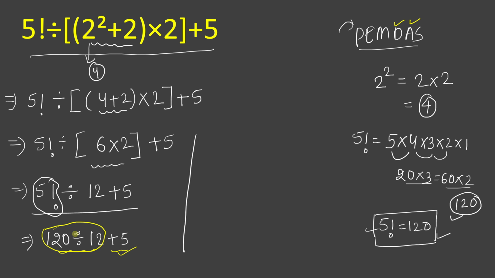And when we divide 120 by 12, we will get the answer 10 plus 5, and the final answer will be 10 plus 5, which equals 15, which is the right answer.